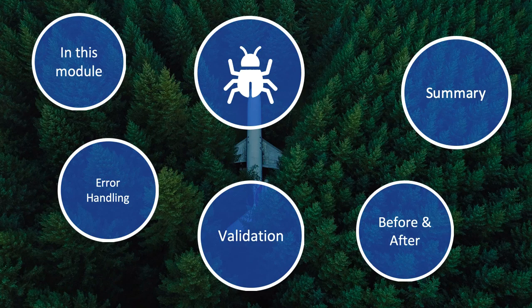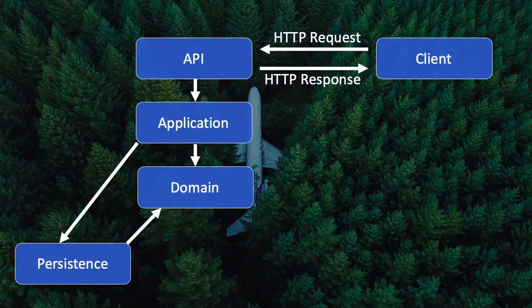So what we're going to look at next is error handling in our API, and let's take a look at what this involves. Now, this is the current situation with our application. We have our API that receives HTTP requests and it sends back HTTP responses. Now, these HTTP responses can be okay, or they can be sending back an error response.